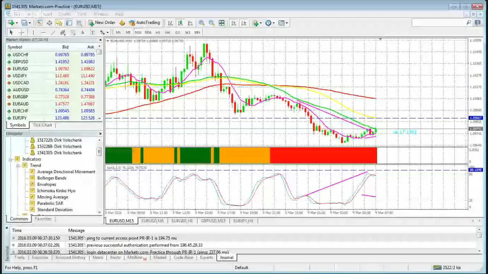It helps me basically just to filter out when's the right time to get in and when's the right time to stay out. Now, that's the basic process of it.